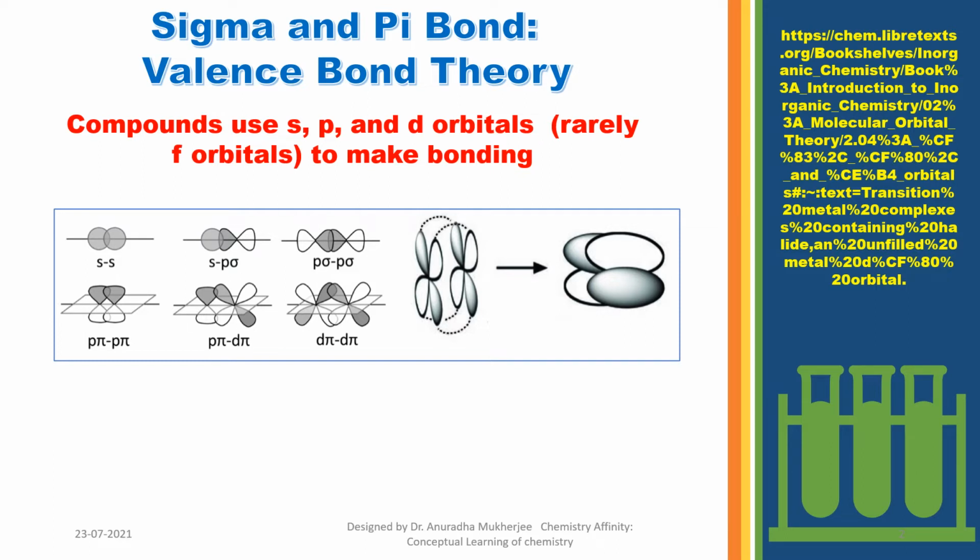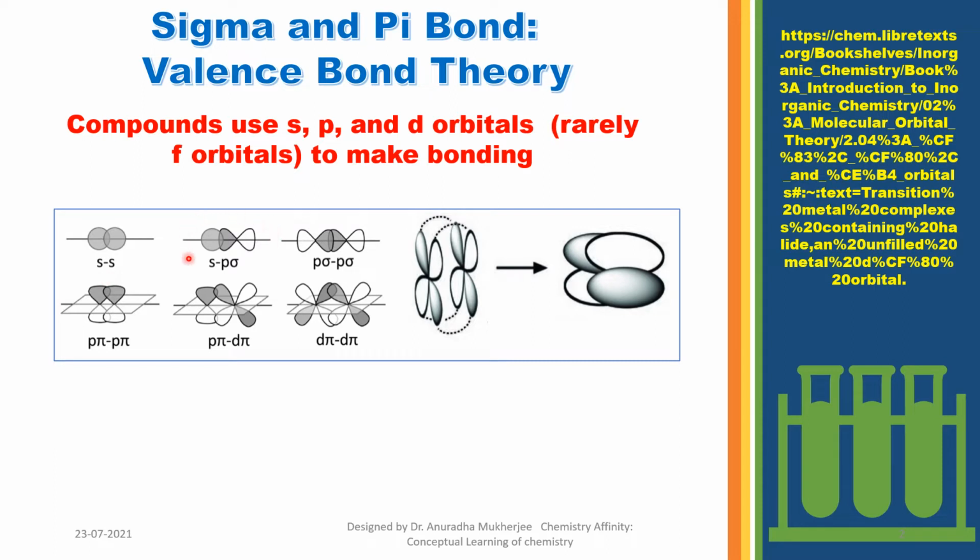One is a sigma bond and one is a pi bond. So how does the sigma bond form? A sigma bond forms when there is a face-to-face overlapping of two orbitals. And the pi bond forms when there is a parallel overlapping of two orbitals. Now if you look at the first structure, you can see two s orbitals, that is face-to-face overlapping. So this is a sigma bond due to the s orbital overlapping.